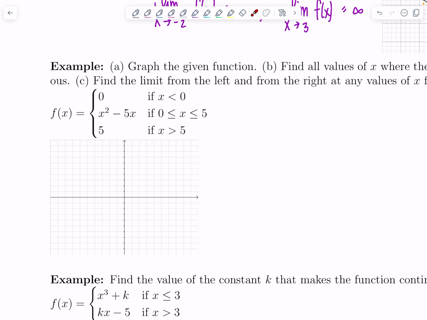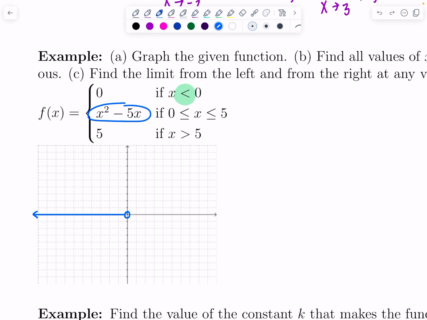So f of x equals 0 if x is less than 0. That's just y equals 0. Since it's not an inclusive inequality, I'm going to have an open circle right here. And less than 0 means smaller to the left, so put an arrow there. This I know is a parabola. Let's figure out what the vertex is so we can graph it nicely. Let me make this a little smaller since I zoomed in so much. Perfect. Okay, so y equals x squared minus 5x.